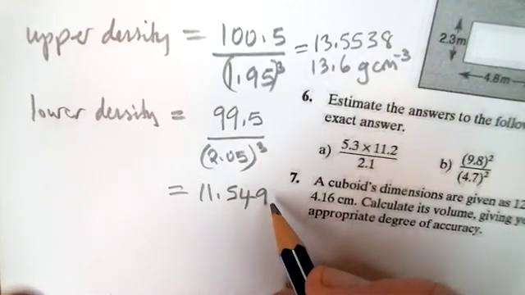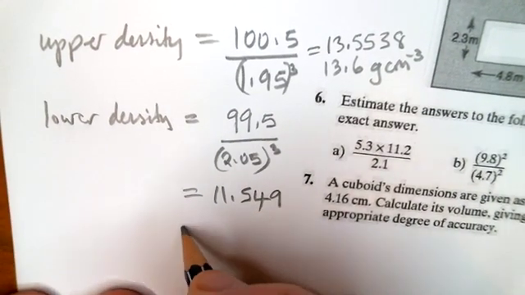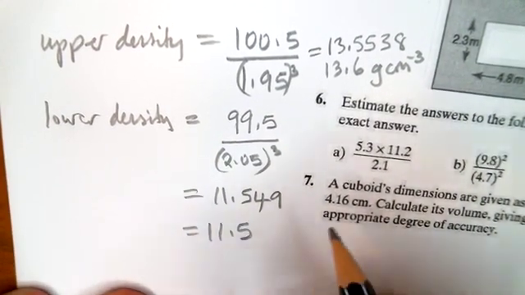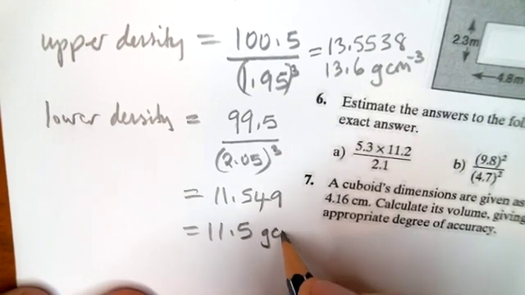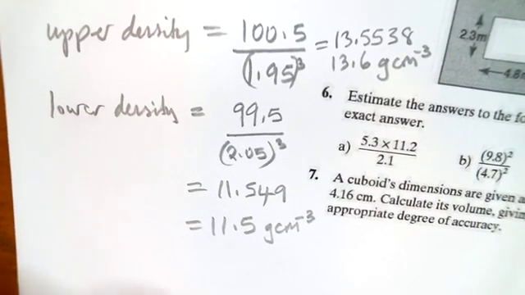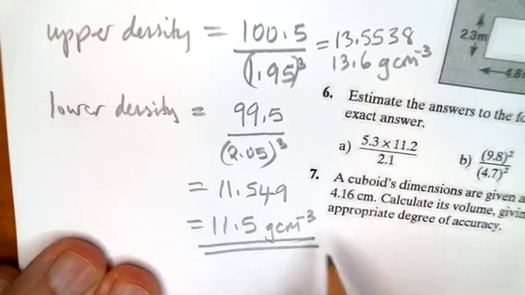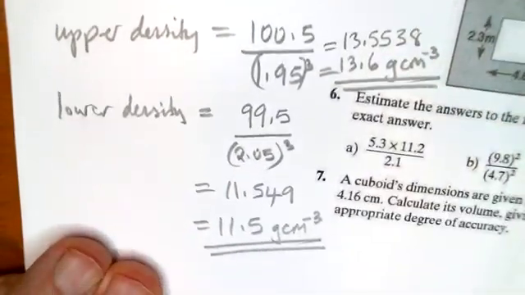And so this one here, same deal, they want it to 1 dp. So this is just going to be 11.5, and that's going to be, again, grams per cubic centimetre. And I would just go ahead and write it like that. So they're my two answers, and that's how I get them. Hopefully that makes sense.